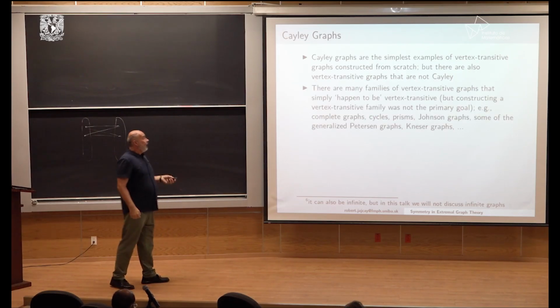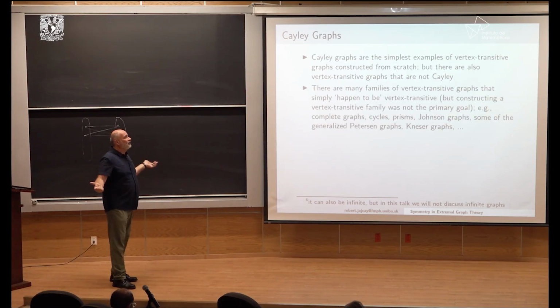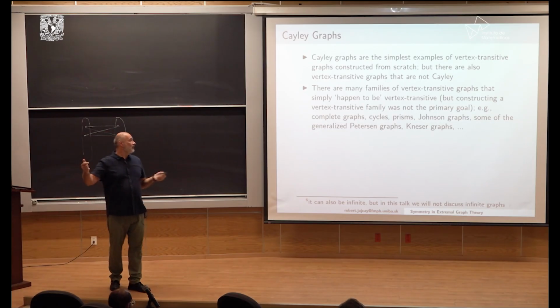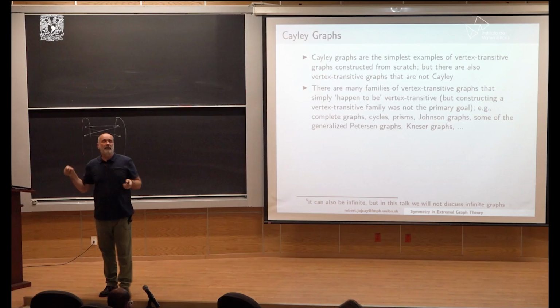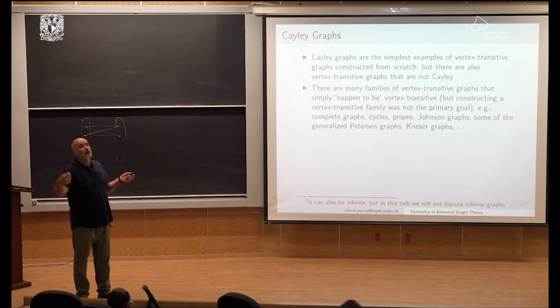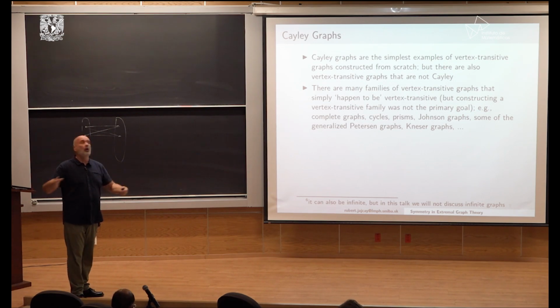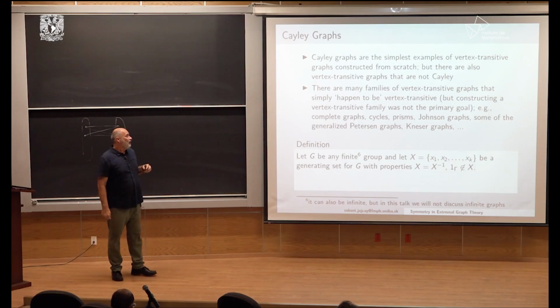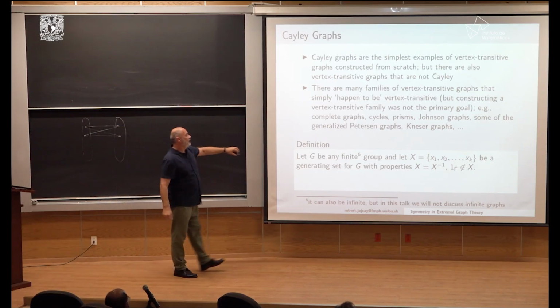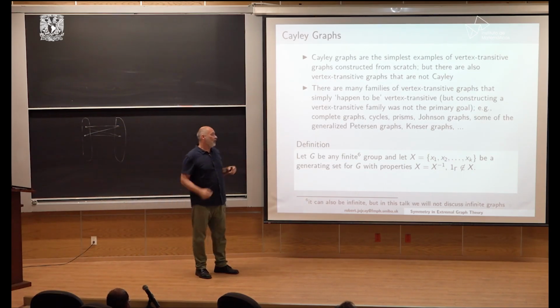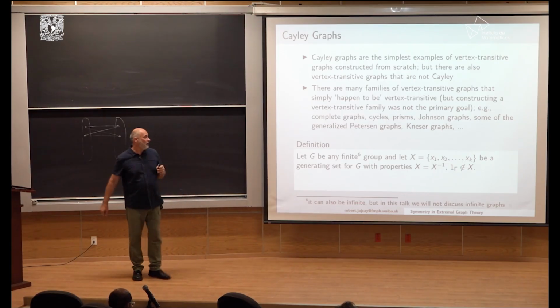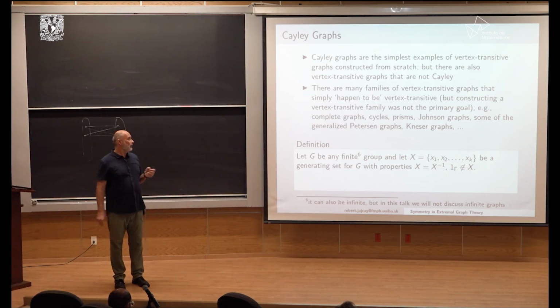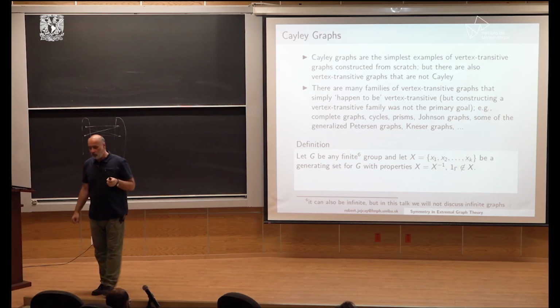This is what I said, like Johnson graphs, which are based on subsets, or generalized Petersen graphs, which are based on arithmetic and so on. Some of them just happen to be highly symmetric. But with Cayley graphs, from the very beginning, you know that your graph will be highly symmetric. I'll give you a definition, don't worry. So here it is. How do you get a Cayley graph? You start with a group, and you take a generating set. All that you require of the generating set is that it is closed under inverses.